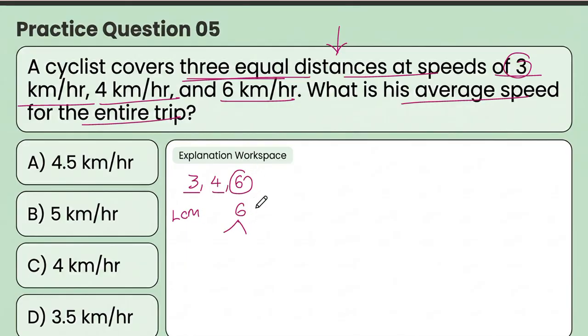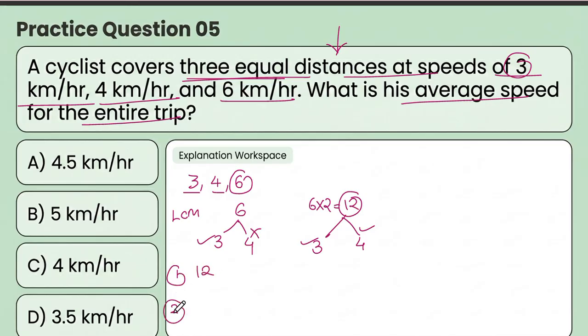Then check whether 3 and 4 divide 6. 3 divides 6, yes. Does 4 divide 6? No. So scale up this 6: 6 multiplied by 2 is 12. Now check again. 3 divides 12, yes. 4 divides 12, yes. That means 12 is our LCM. So the first step is over, the LCM is 12.